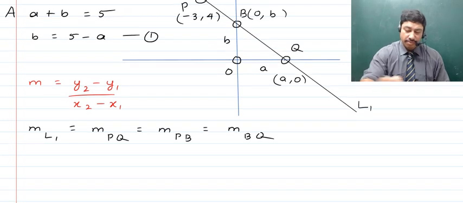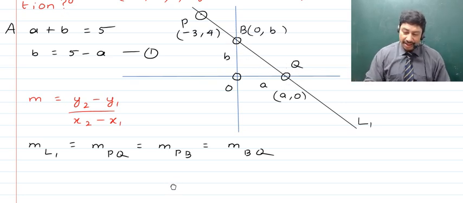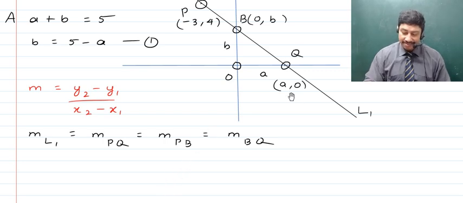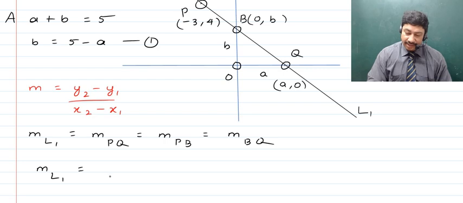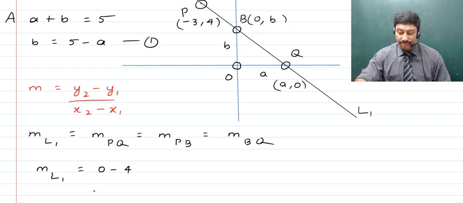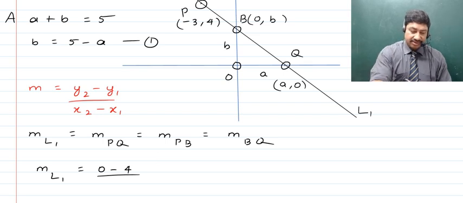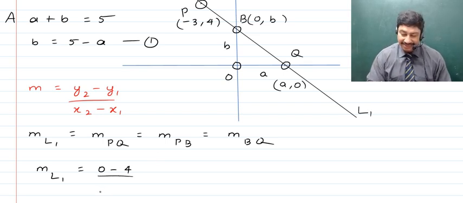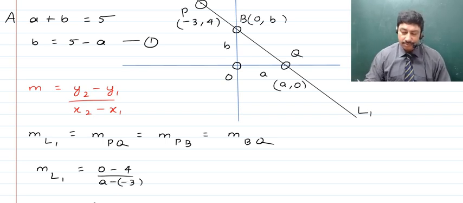Because if you talk about this line, or if you talk about this line, or if you talk about this line, they are one and the same. So when we talk about the line PQ, then again by y2 minus y1 upon x2 minus x1 we can find out the slope of the line. So the slope of the line L1 will now be given by 0 minus 4, as we are considering the coordinates of the point Q to be x2 comma y2, right? Then in the denominator we will have the difference of the x coordinates, that is the abscissa, so it will become equal to A minus minus 3, right?